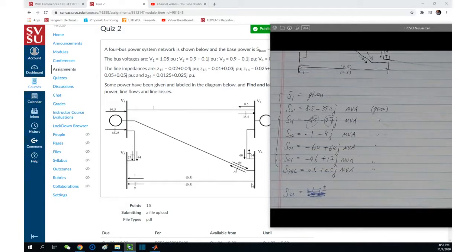The same thing happens with the reactive power here. A certain reactive power is provided by bus 4. After losing 0.5, only 9 is received by bus 3. Right? So obviously your S43 just equals positive 1.5 plus 9.5J MVA.